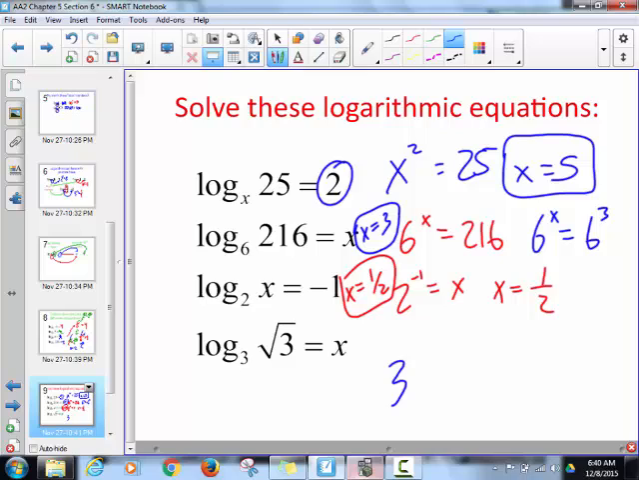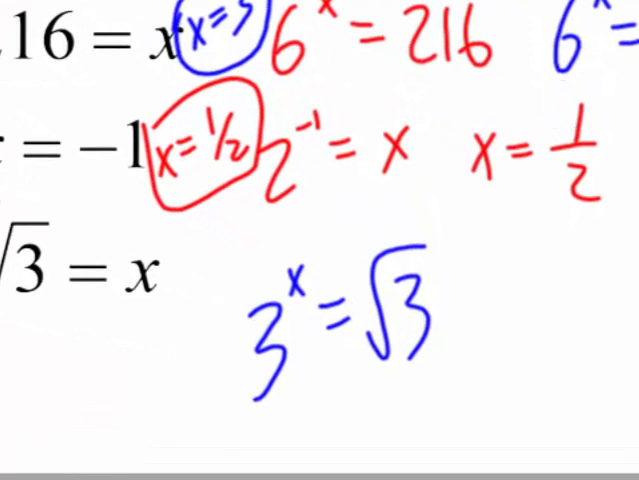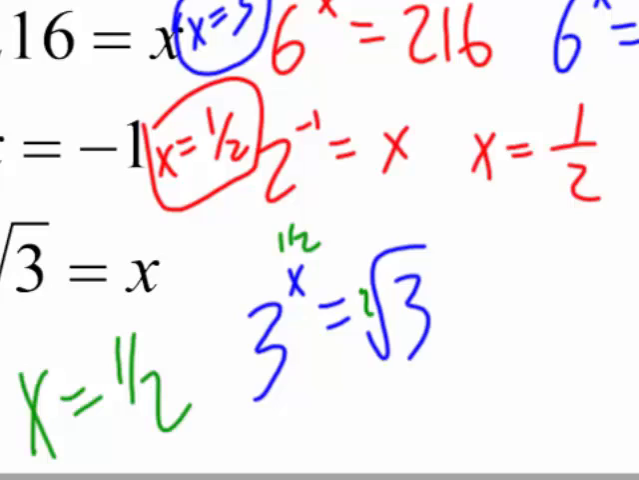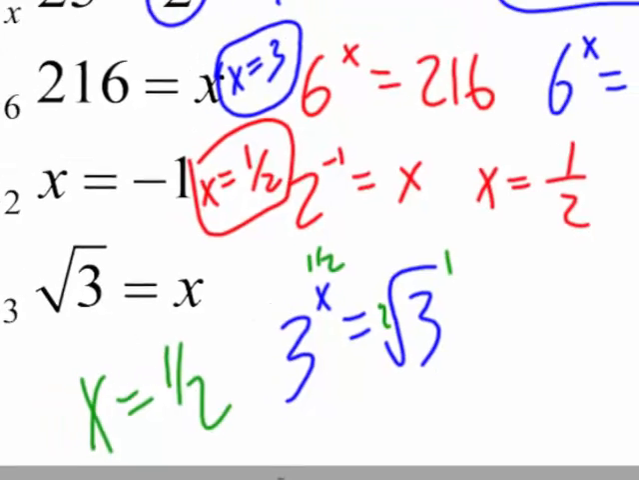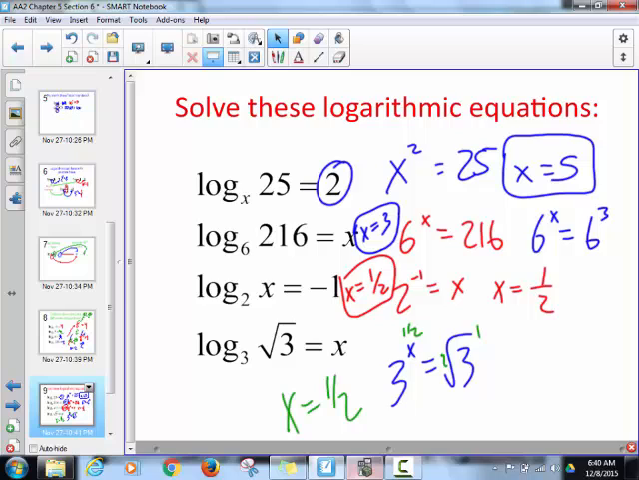So base 3 to the x power is going to equal the square root of 3. Well, what fraction exponent is the square root? That should be the 1/2 exponent, right? Because it's really the second root, and I'm taking it to the first power. So there we go.